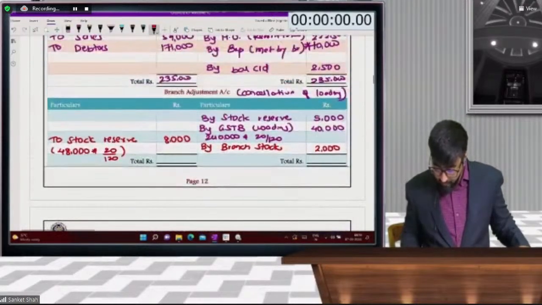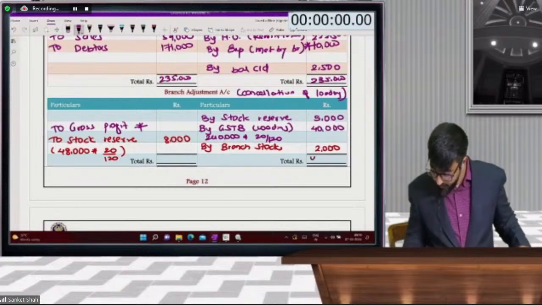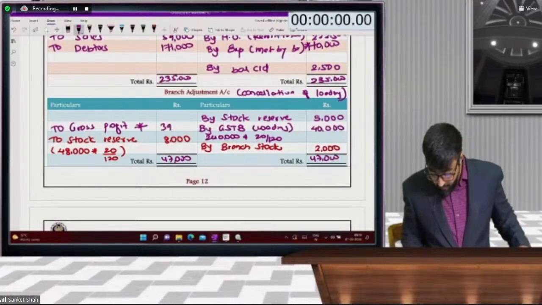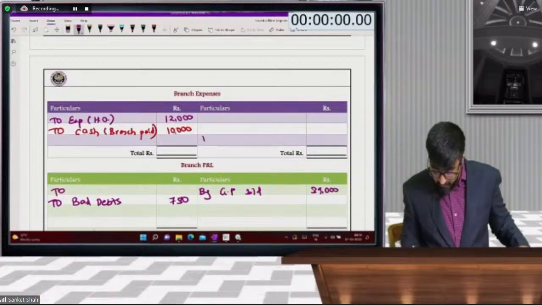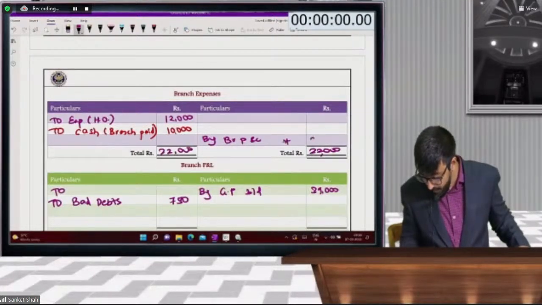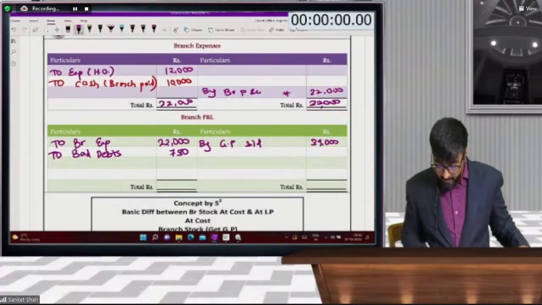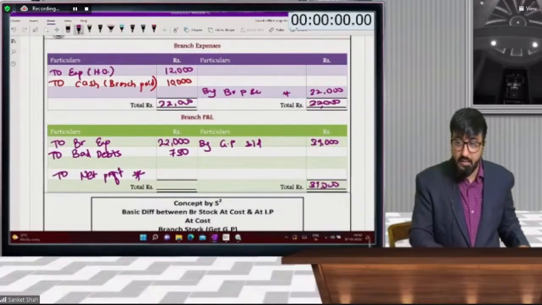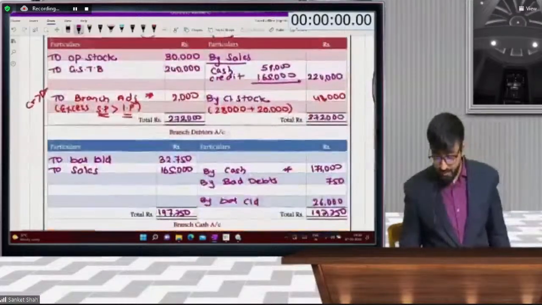Then branch adjustment account to gross profit 47 minus 8, 39,000 by GP brought down 39,000 by branch P&L 22,000. 22,000 is branch expense and to net profit 39 minus 22 minus 0.75, 16,250. You can check the answer. Yes, 16,250 is the correct answer.